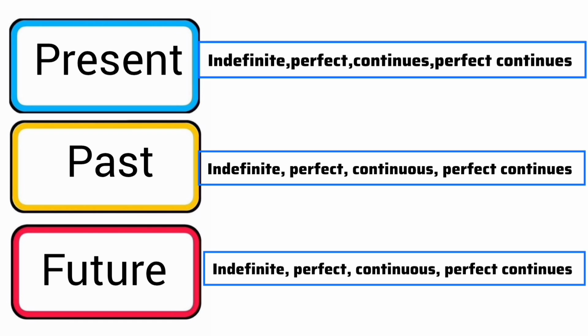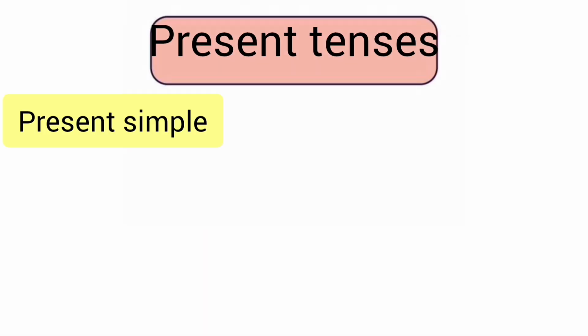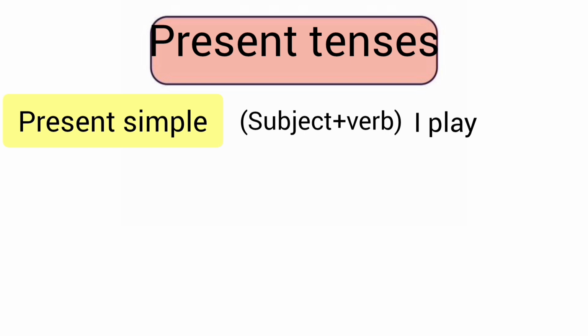Each of these is divided into four subtypes: indefinite, also known as simple, perfect, continuous, and perfect continuous. Present tenses. Present simple. General sentence structure: subject plus verb. For example, I play. We use this tense when we're talking about facts, habits, or schedule.